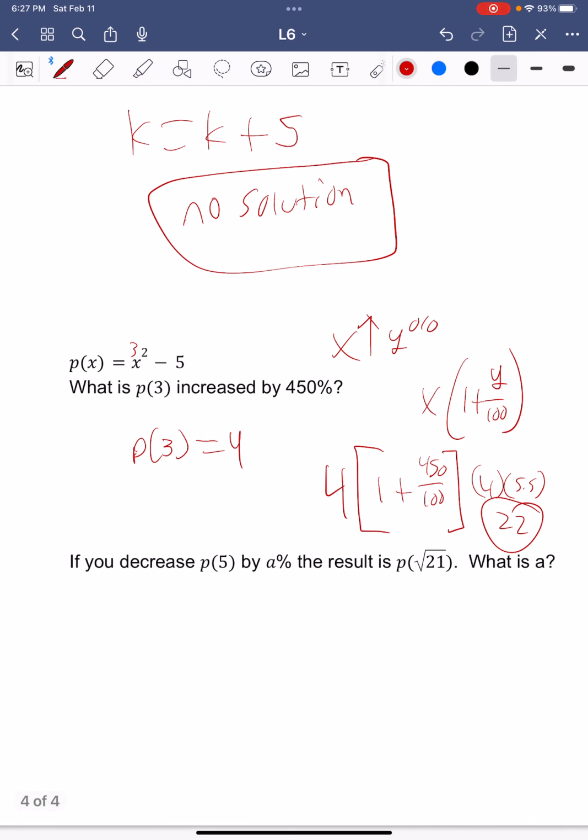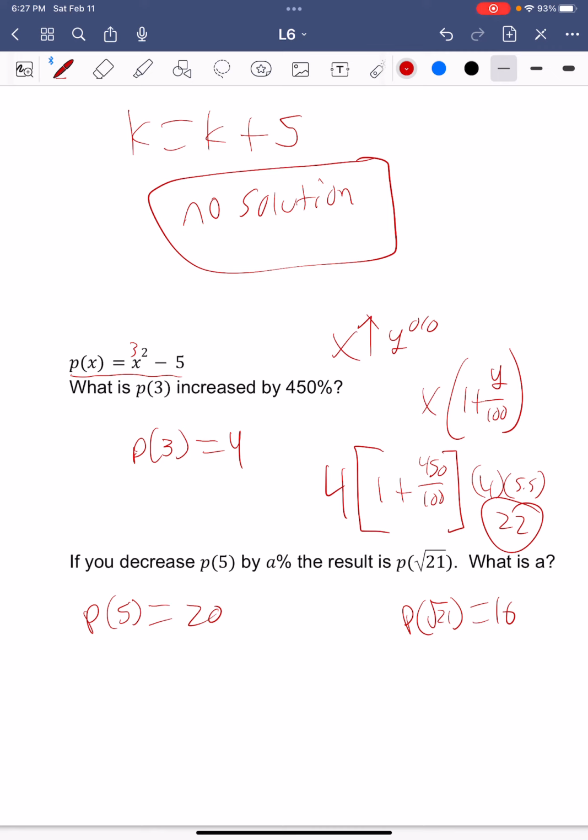If you decrease p of 5 by a%, the result is p of root 21. What is a? So first, let's find p of 5 and p of root 21. We're using this equation again. p of 5 is when x is 5. So 5 squared is 25 minus 5 is 20. So p of 5 equals 20. p of root 21 is root 21 squared, which is 21, minus 5 is 16. So p of root 21 is 16.